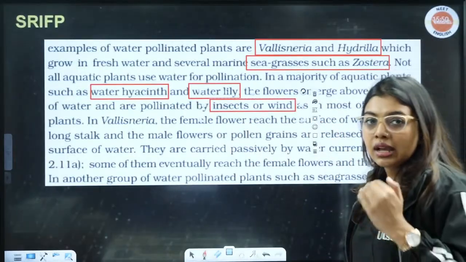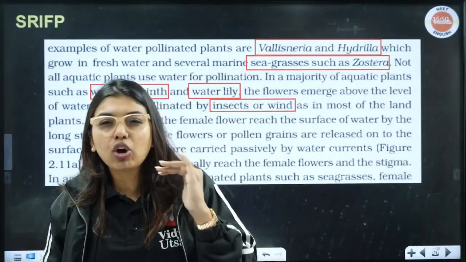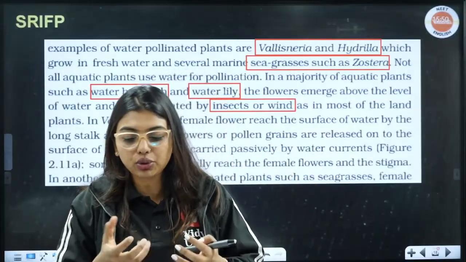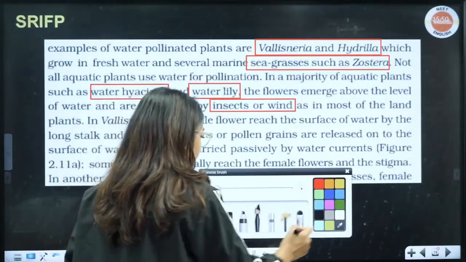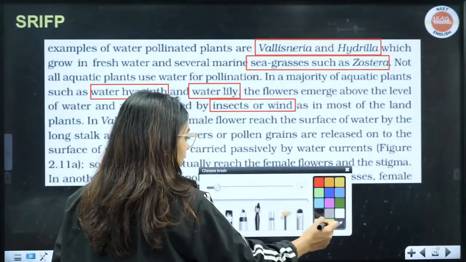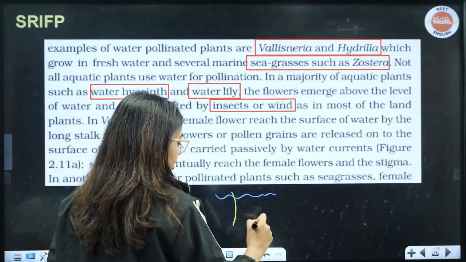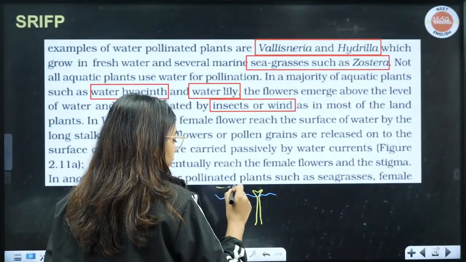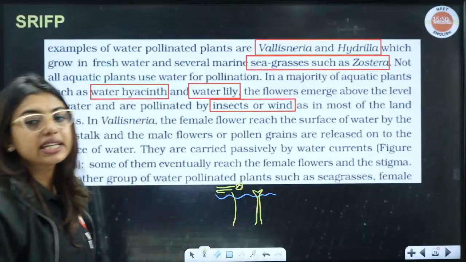See what they do? In water lily and water hyacinth, these two species are not very comfortable with water pollination, they do not believe in that. So what they do, they come above the water level. Okay, so what they do, students, simple, look, see this is the water, okay, these plants with the help of long stigmas and stamens will come above the water level like this. Okay, they will come above the water level, and what will they expect? They will expect that a wind or an insect comes to pollinate them.